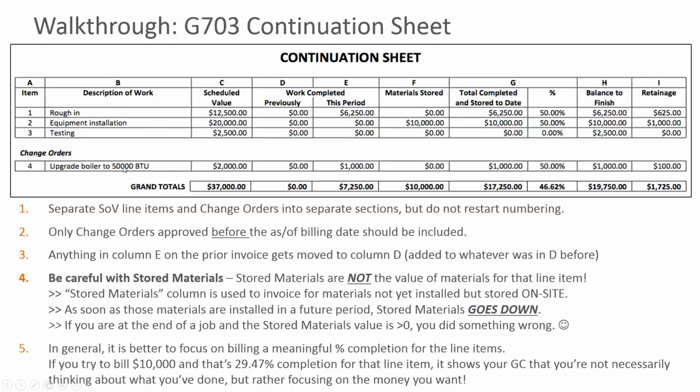And then the change orders are split into a separate table below, but note that the numbering remains consistent. You just keep numbering straight down. You don't start again at 1 with the change orders.